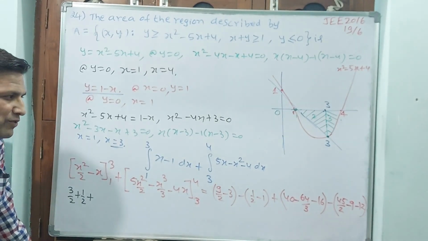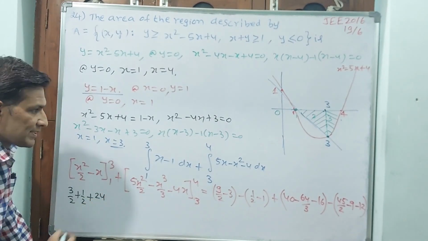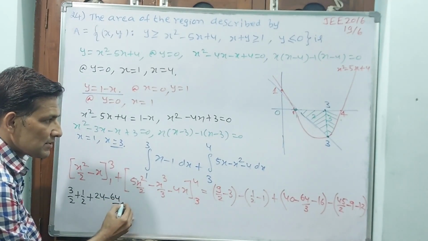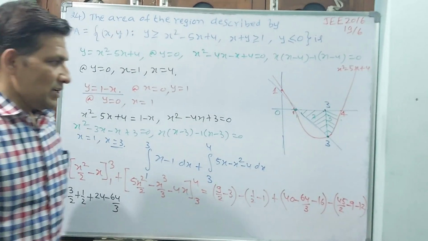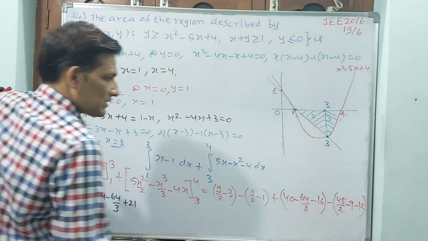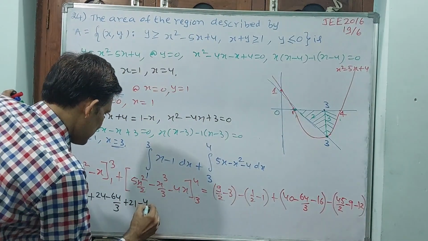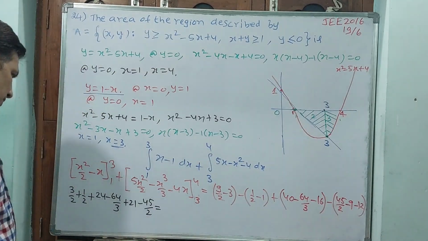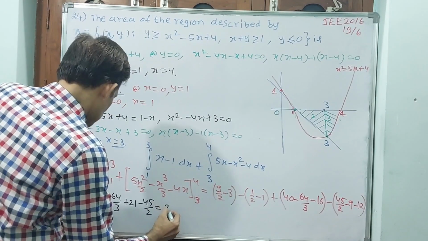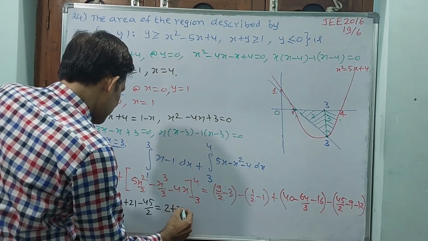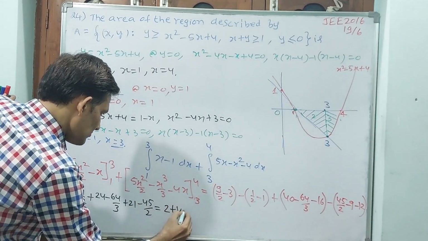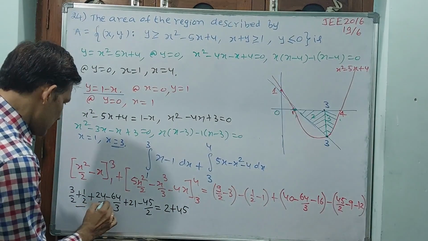40 minus 16 is 24, minus 64 by 3. See, minus 21, minus of minus is plus 21, minus 45 by 2. That is equal to 3 plus 1, 4, 4 by 2 is 2. This is going to become 2, plus 24, that is 24 plus 45. Okay, that means this is over.